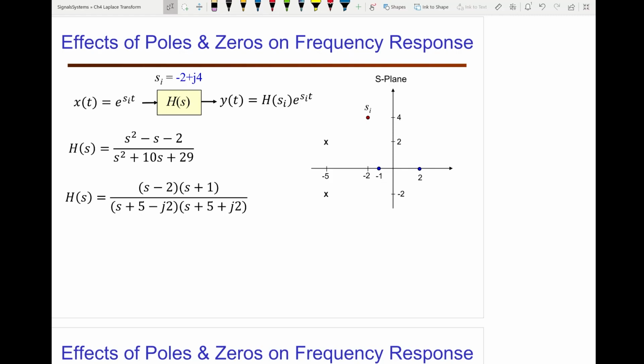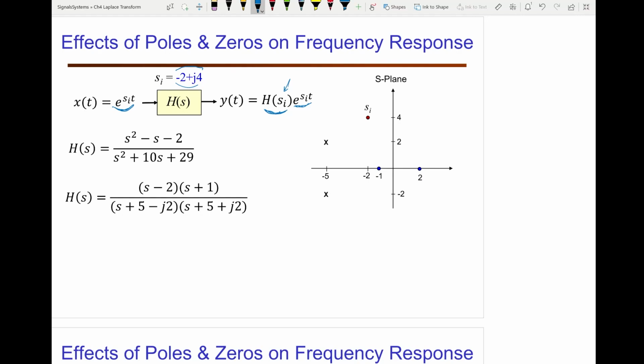So assume you have an input here with a specific frequency, minus 2 plus j4. And we know the output will be the input either amplified or not, depending on the system response to this frequency. It could be attenuated, it could be amplified, it could be phase shifted. So how can we graphically visualize it?